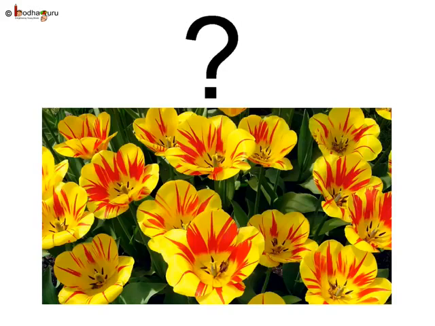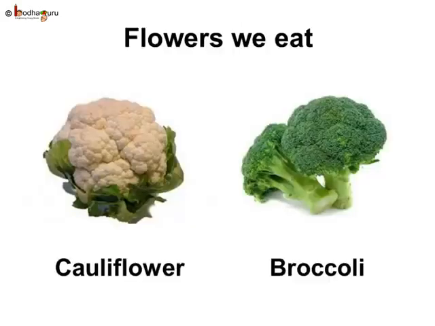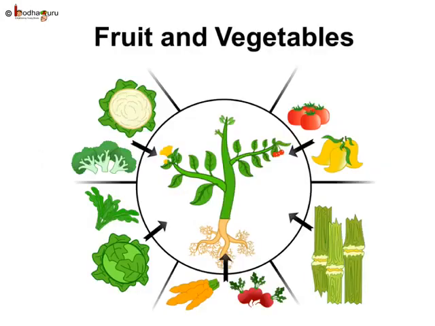Are flowers just good for smelling and seeing? No, we also eat certain flowers as vegetables, like the cauliflower and broccoli. Surprising, isn't it? You may find it strange, but the vegetables are actually these different parts of the plants which we eat, like leaves, stem, roots, and even flowers.